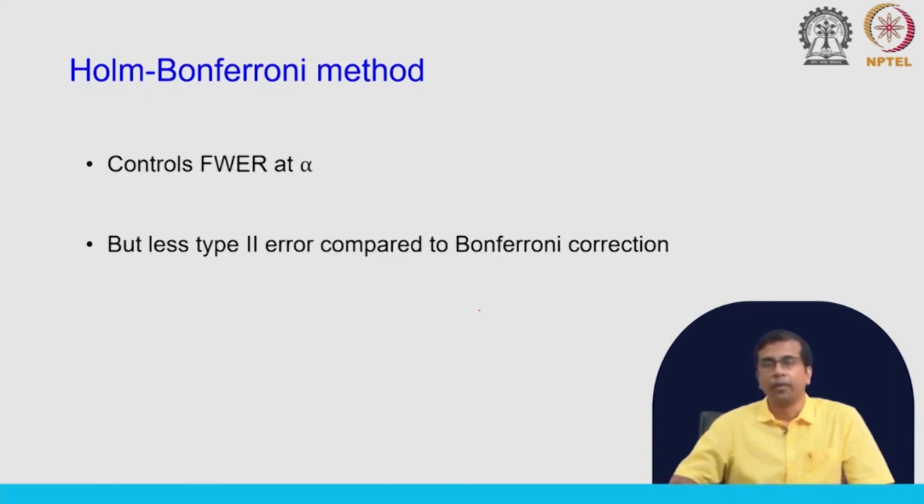Okay. So, this method also controls the family wise error rate at alpha. Okay. So, you want the probability of type 1 error at alpha. You do not want to commit false positive calls, right. And this method adopts a certain approach that gives you less type 2 error compared to Bonferroni correction. Okay. So, we will see in a moment how we can get more power and commit less type 2 error compared to Bonferroni correction.